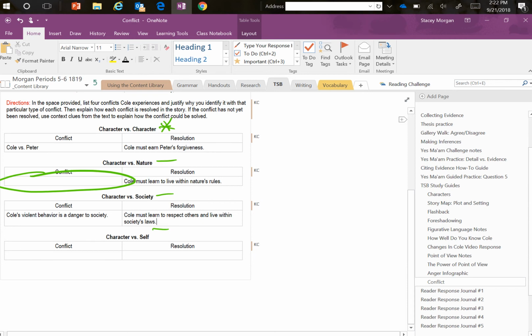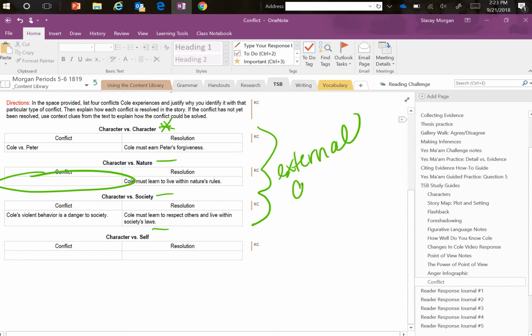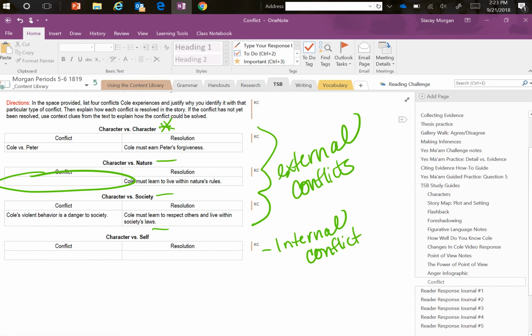Now, the last conflict is character versus self. All of these up here were something called external conflicts. These were all happening outside of the character. The character was versus something else. Well, this one is actually what we call an internal conflict. An internal conflict is a conflict you're having with yourself. So it's within the character's mind, within the character's soul. They are struggling maybe with a decision. They might be struggling with who they are.